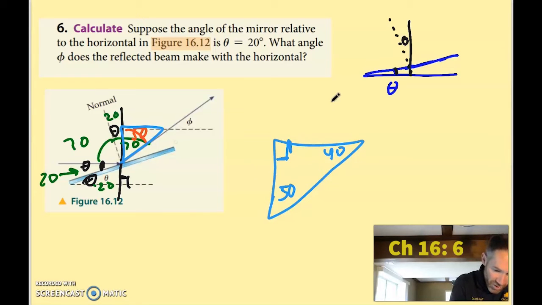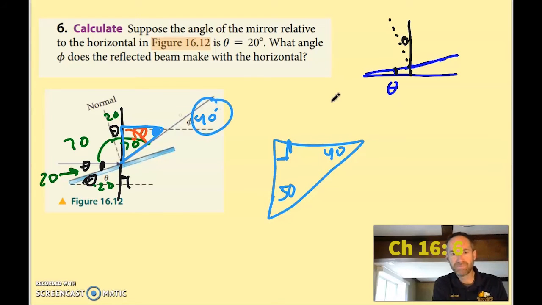Now, so there's 40 there. That means it's 40 right there. And theta, or phi rather, is the same size as that 40. And so I'm saying that that's 40 degrees. A little bit tougher one.